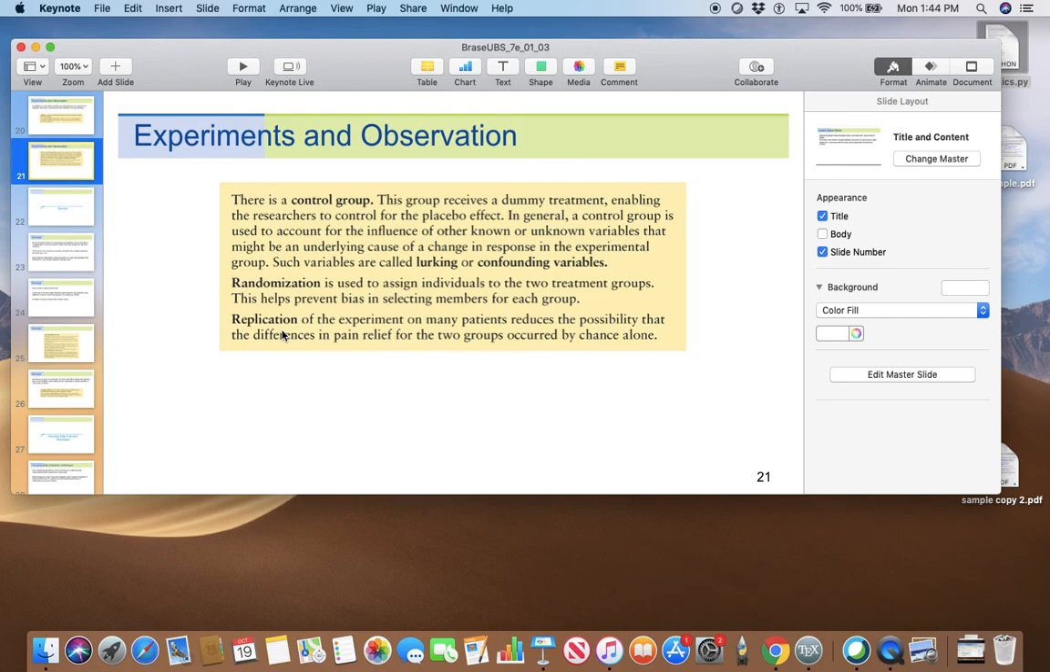Replication of the experiment on many patients reduces the possibility that the differences in pain relief for the two groups occurred by chance alone. What are they talking about? See, sometimes a medicine works on the first 10 people you tested, but did not work well in the next 10. Well, if you have a good medicine, it should be able to work no matter which random 10 patients you get, right? With the same conditions and so on.